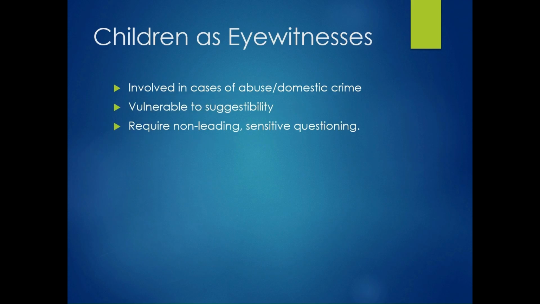The next main topic that we have to study is children as eyewitnesses. Children can also serve as eyewitnesses, especially in cases of domestic violence, abuse or accidents. Historically, their statements were considered unreliable because of their limited understanding and suggestibility. Children are very vulnerable to suggestibility, so they require non-leading and very sensitive questioning. Modern psychology recognizes that with proper methods, children can give accurate accounts.